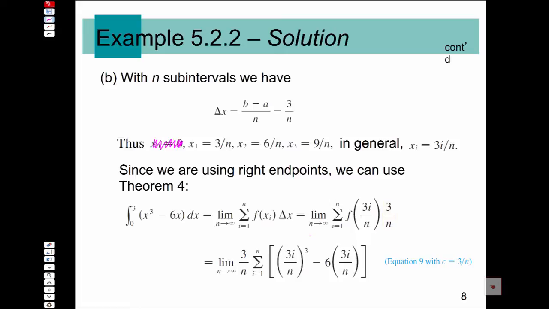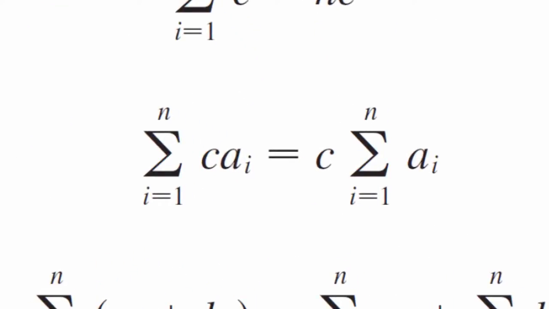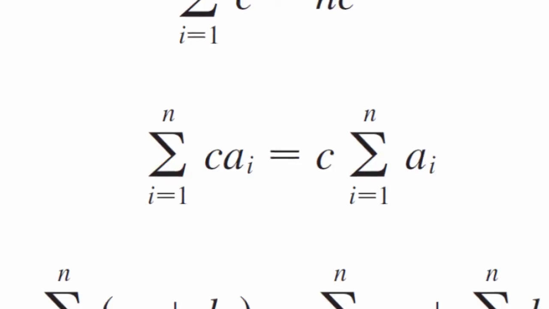Now we can begin to simplify. Remember, this function here is f of x. So we simply need to evaluate that at 3i over n. So we get 3i over n cubed minus 6 times 3i over n for our function f evaluated at 3i over n. And because this quantity for delta x, 3 over n here, doesn't depend on i, we can take that outside the summation sign. That's essentially using equation 9, where the constant in this case is 3 over n. So in other words, going back to these rules, we were using equation 9 here, where the constant c is 3 over n, and we can take it outside of the summation sign.